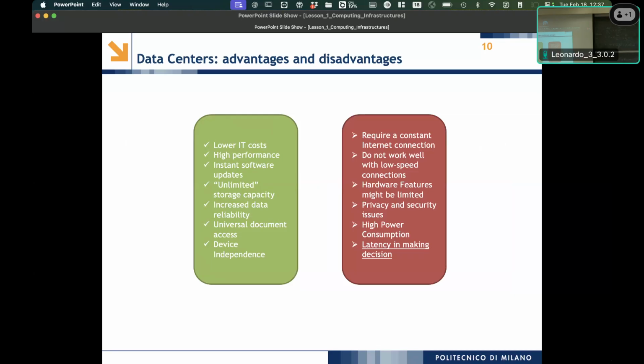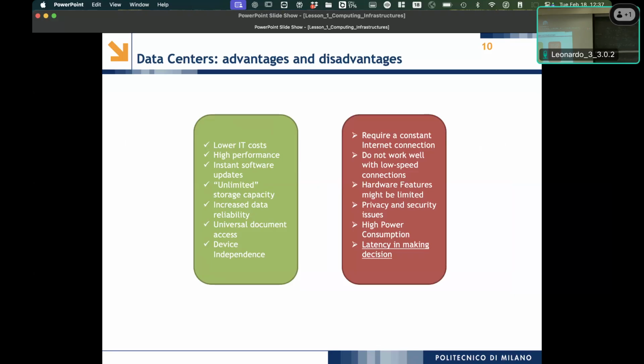We have issues for privacy and security, given the regulation. If you have sensitive data, if you have patient data, you cannot just move it to the cloud, to the data center. You need more restrictions. You need to follow rules that are set up by the government or by the European community, for example. And finally, here we really have huge power consumption.